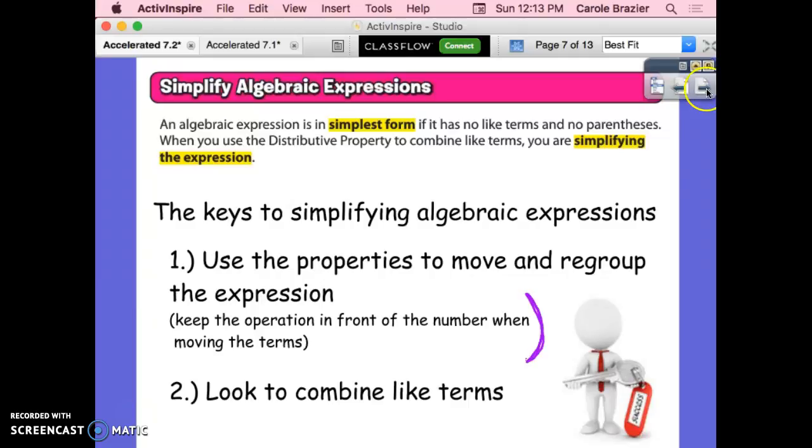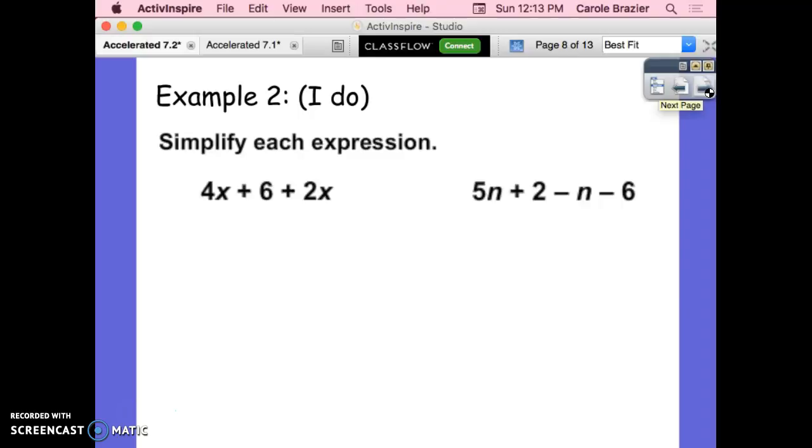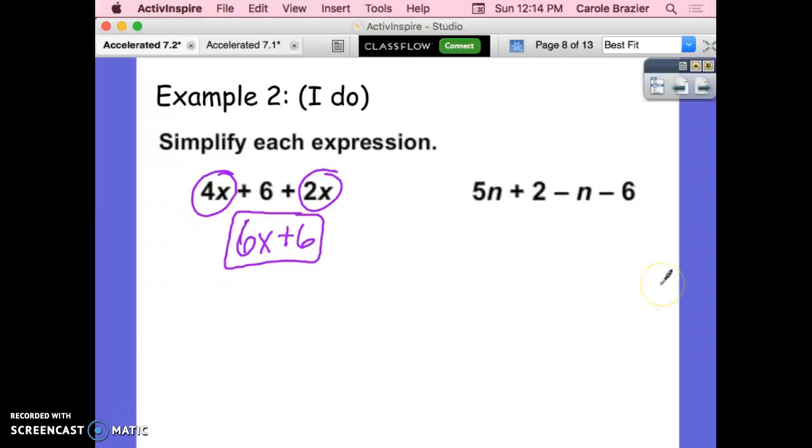So looking at this one, my 4x and my 2x can be combined. So that would give me a 6x, and my 6 is left. So from there, don't continue to add on and say 12x. It is not 12x. There are 6 x's and there are 6 wholes, but I cannot combine those. Okay?